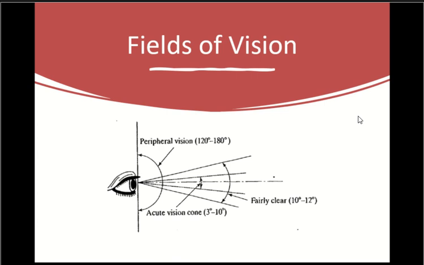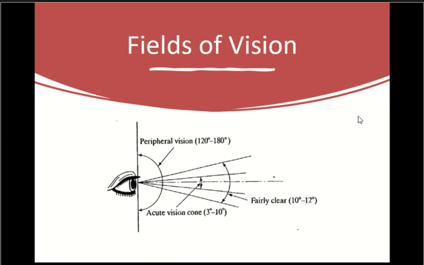Now if you are talking about traffic control devices, signals and signs and these things, which of these ranges is enough for it? Fairly clear. Fairly clear is enough. If something is in acute vision, it's perfect. Something is so close to my line of sight, it's in front of me, it's perfect. But even if it is up to fairly clear, allowed. Why? Because of the design. We design the devices in a manner that the driver does not need too much attention or too many details.